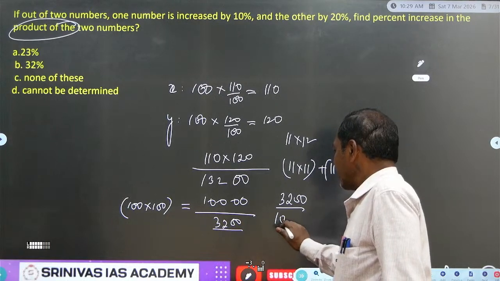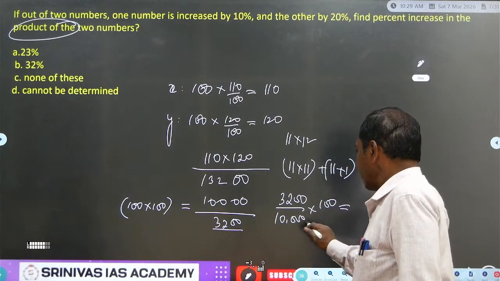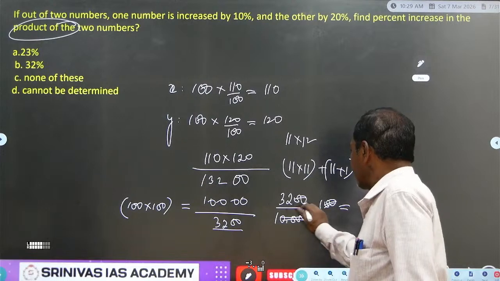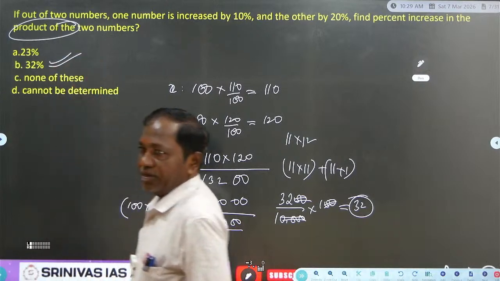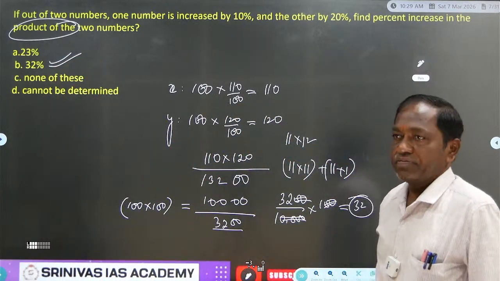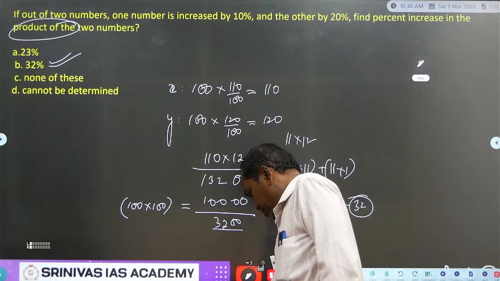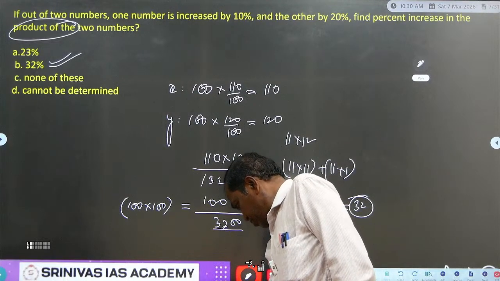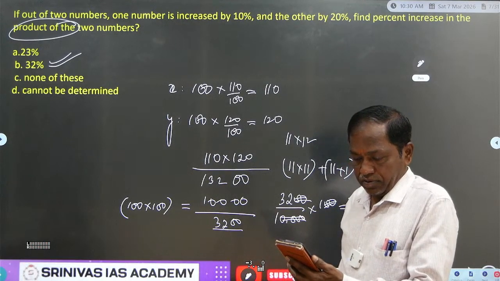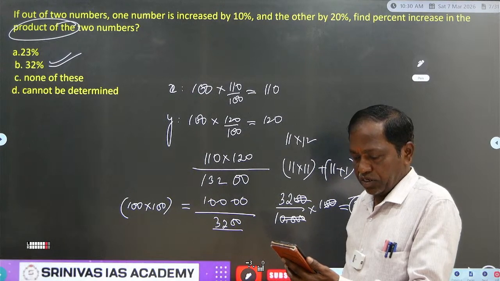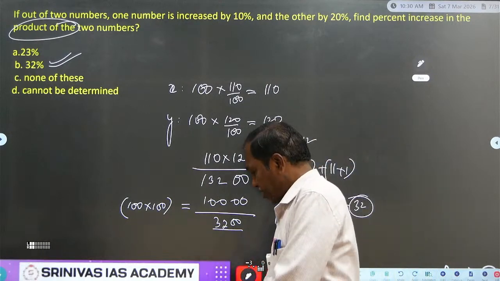3,200 by 10,000, percentage multiplied by percentage. Now four zeros cancel, so 32% is increased. That is Option B. Yes, Rishi, your answer is correct. 32%, Option B.